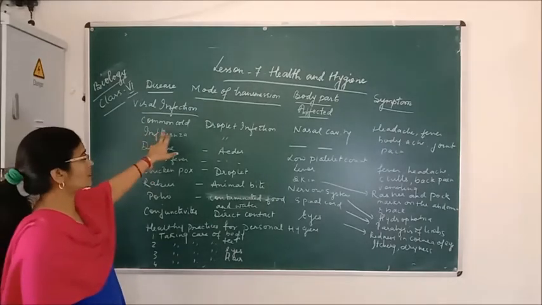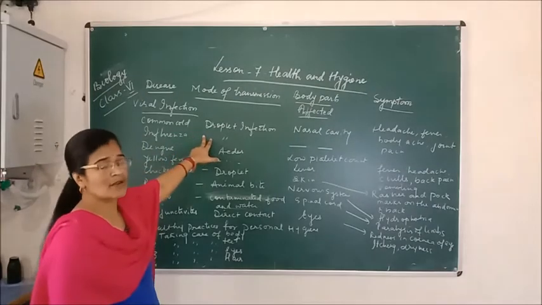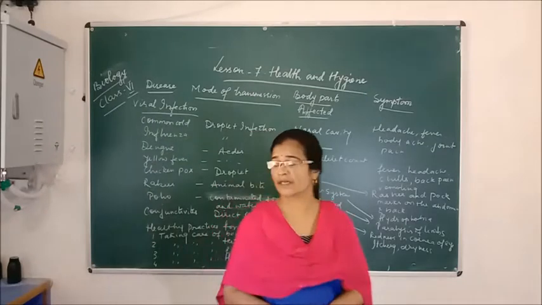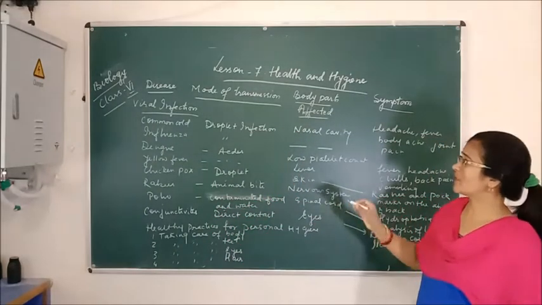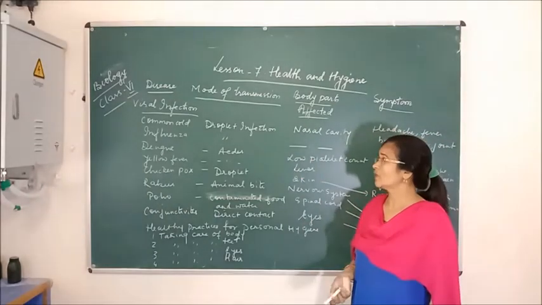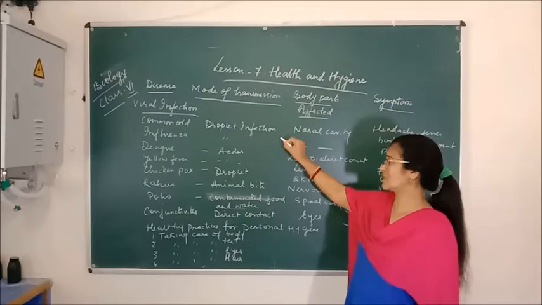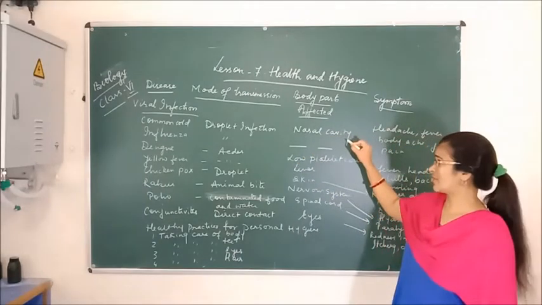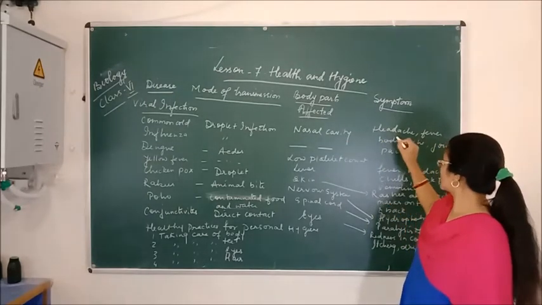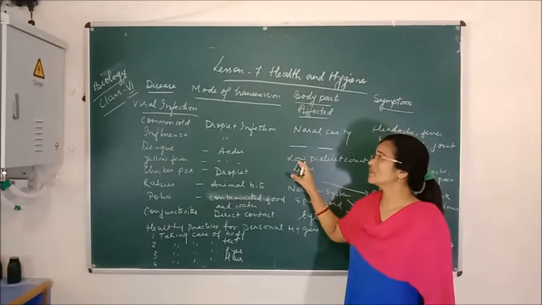So first of all, the common cold is mostly transmitted by droplet infection. If any person is suffering from common cold and another person who is healthy is sitting or standing nearby him or her, then the droplets of that person who has the common cold can spread in the air, and through the air it can enter the body of the healthy person. So it is transmitted through droplet infection, and the main body part which is affected in common cold is the nasal cavity. And the main symptoms are that the person suffers from headache as well as fever.